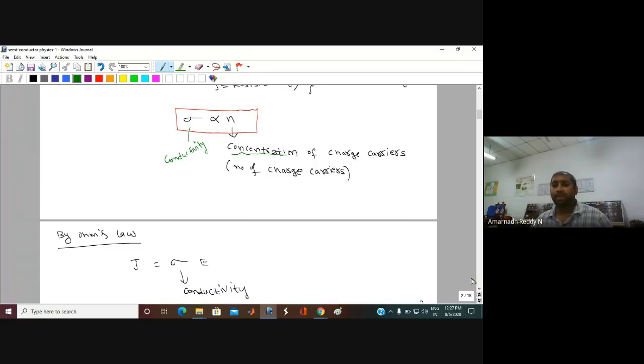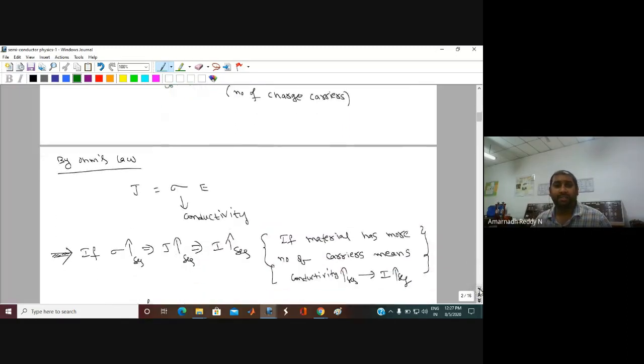So conductivity is proportional to n. n is nothing but the number of charge carriers. If a material has more charge carriers, obviously its conductivity is more. If conductivity is more, since J is proportional to sigma, obviously the current density is more.